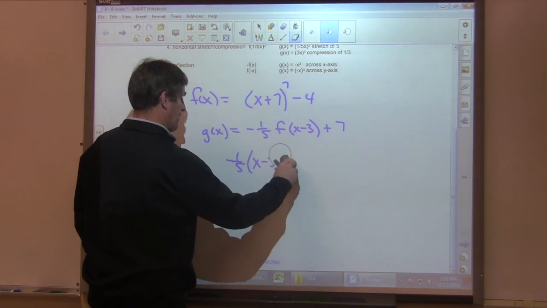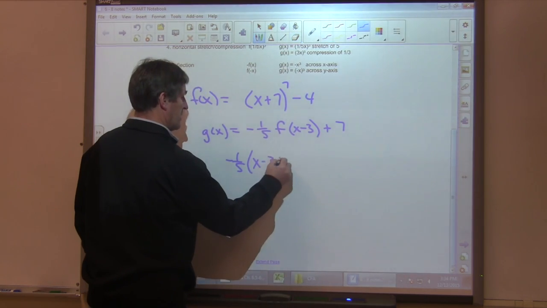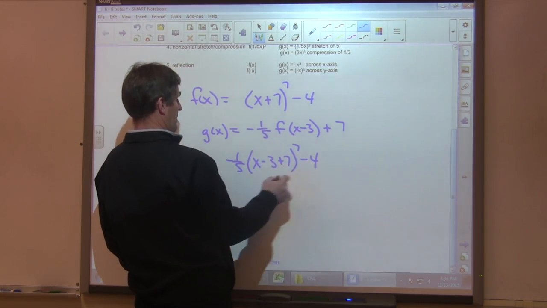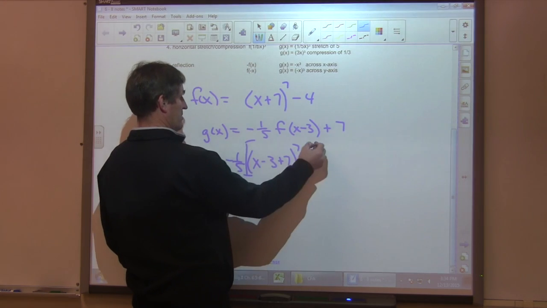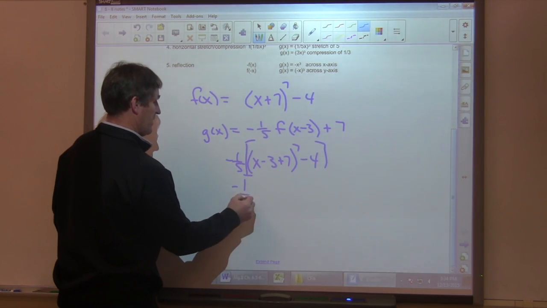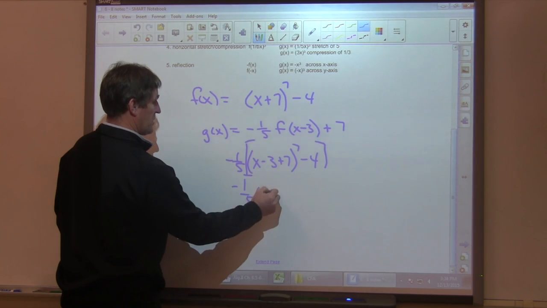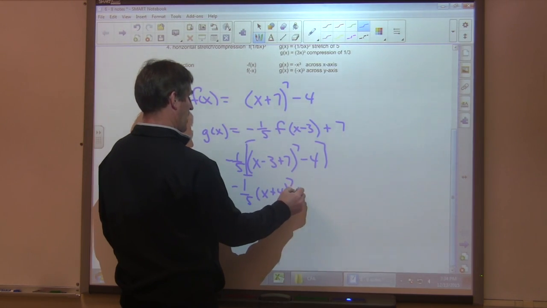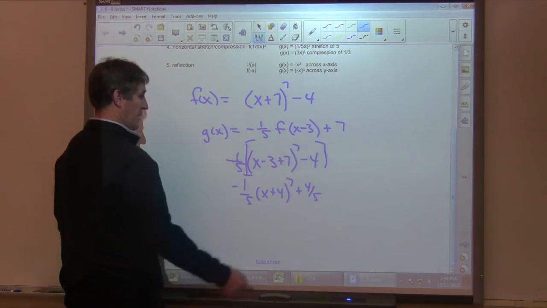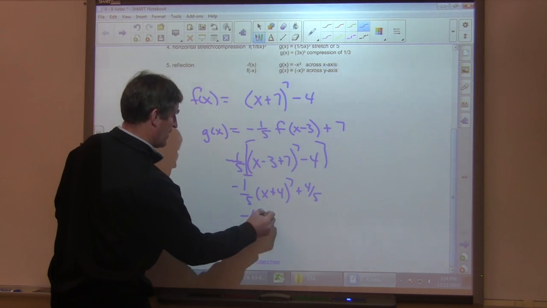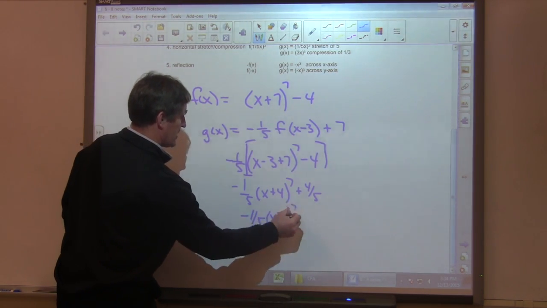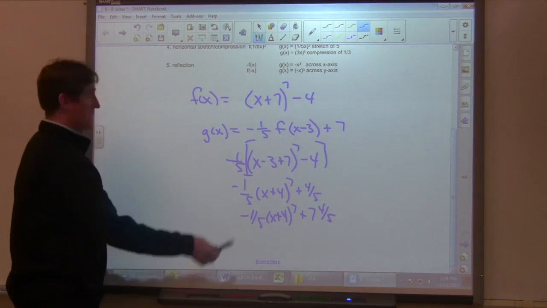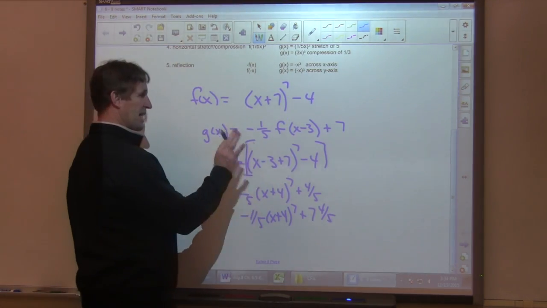And then we have the plus 7, so x minus 3 plus 7 to the 7th minus 4, and then we have to apply the 1/5 to the whole thing. So we get negative 1/5 x, and minus 3 plus 7 becomes plus 4 to the 7th. And then negative 1/5 times negative 4 is a positive 4/5. And then we're going to add 7 to that. So negative 1/5 x plus 4 to the 7th plus 7 and 4/5. So this one's really complicated if you just take it slow.